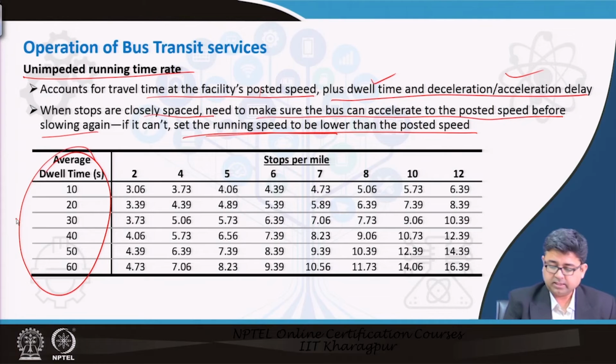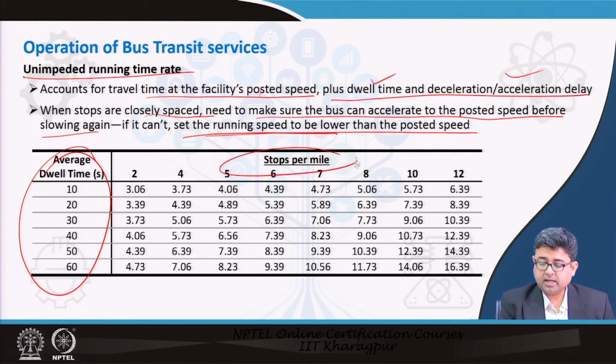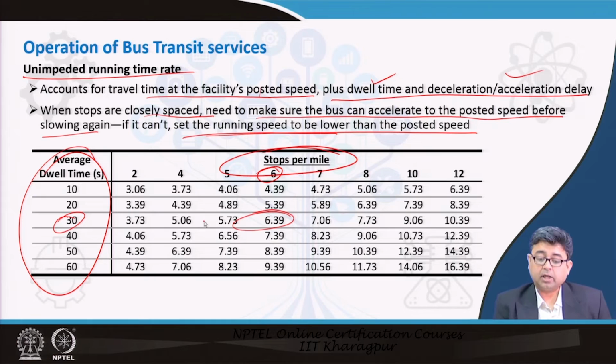These are standard numbers that are given for average dwell times and how many stops per mile you have. So, if for example, you have 6 stops per mile and your average dwell time is 10 seconds, this is what you are going to have as your unimpeded running time rate.